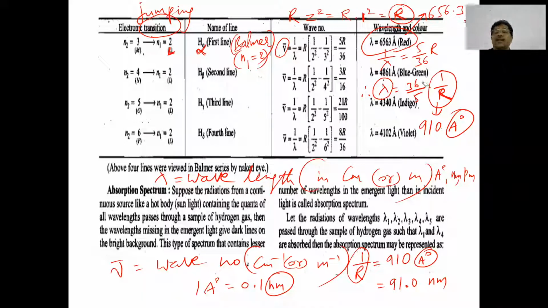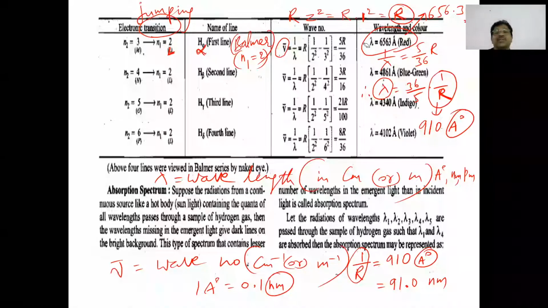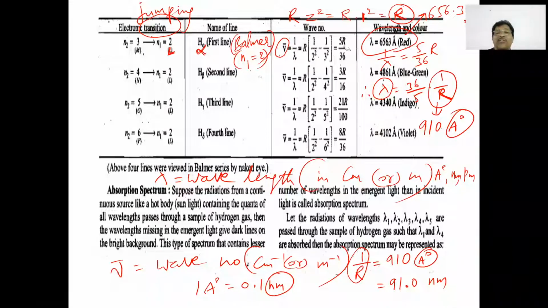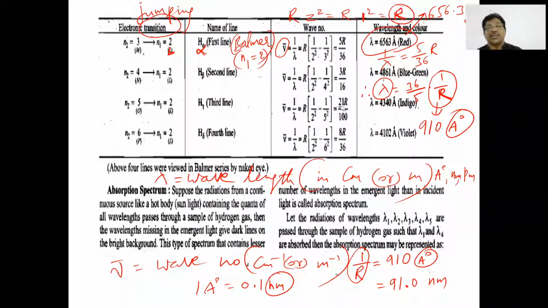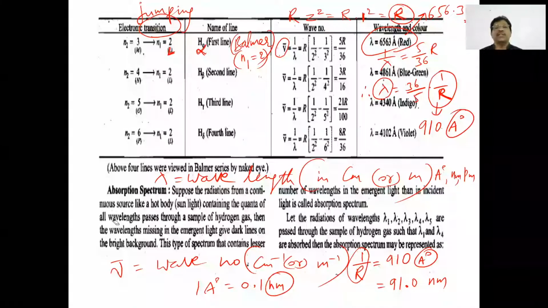In this way, we can calculate the wavelength lambda. So 1 by lambda we get first 5R by 36. Then lambda will be equal to 36 by 5R, that is 36 by 5 into 1 by R. Is the concept clear to everyone? This is a very important concept. Most of the problems based on hydrogen spectrum will be calculation of wavelength, either in nanometers or in angstroms. Remember, here we have taken angstroms in this table. We have taken all values. Once you take the screenshot of this, I will erase everything.